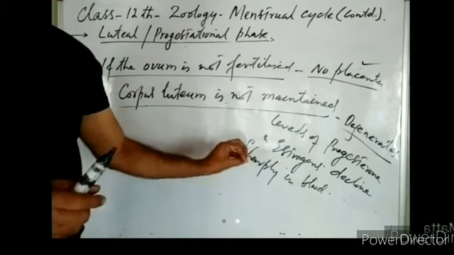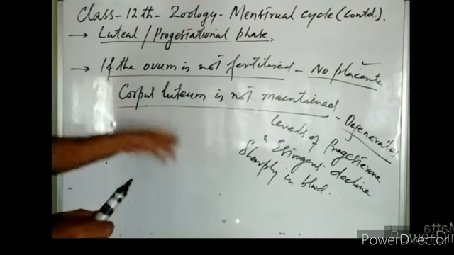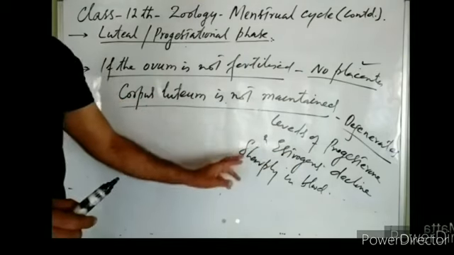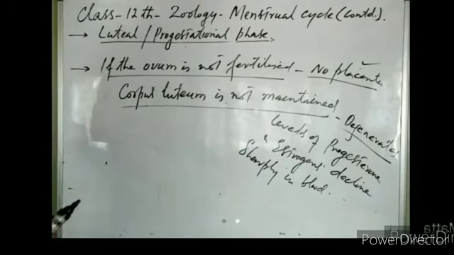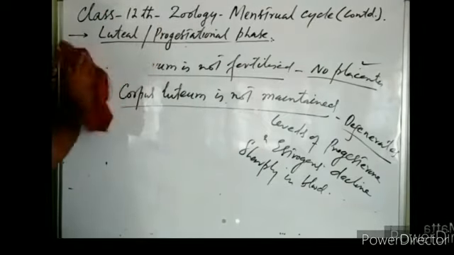Due to low levels of progesterone and estrogen in blood, uterine endometrium is not maintained. And this leads to the onset of the menstrual cycle. Because of low levels of progesterone and estrogens, now uterine endometrium will start degenerating. And that starts the fourth phase of menstrual cycle, that is known as the menstrual phase. Now we will see what happens in menstrual phase.